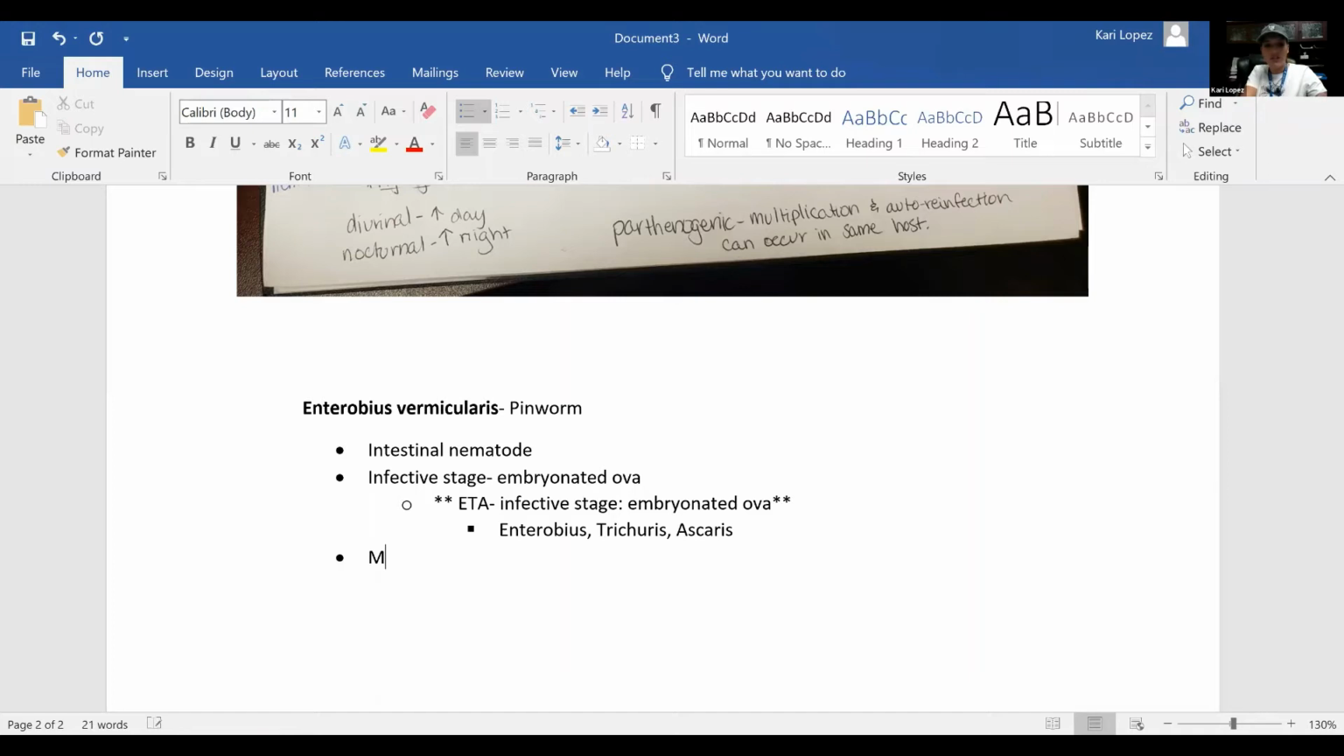And then your method of infection is going to be ingestion. And specifically for this one is going to be anal scratching and touching mouth. Your diseases or symptoms are going to be perianal itching. And if that's not a question on your exam, I will be very surprised.